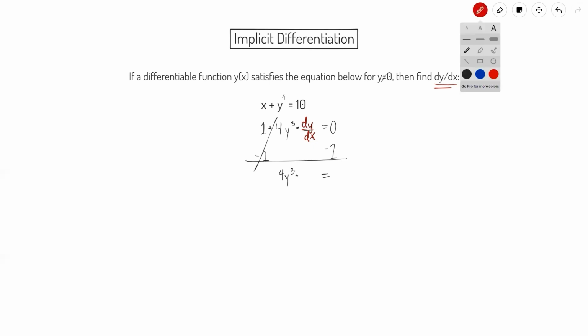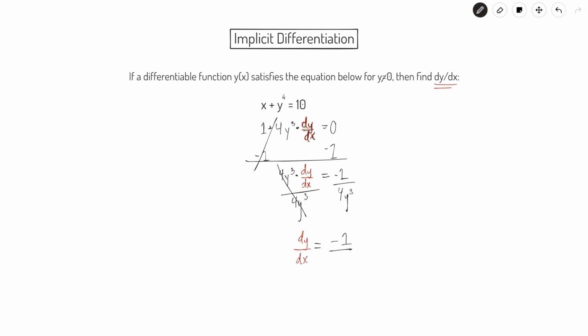Let me color code just so we can keep track of the main character of this problem, our dy/dx. On the right side, I have -1. I almost have dy/dx all by itself. I just need to get rid of this 4y cubed. It's multiplied, and so of course I'm going to divide it out. If I do it to one side, I do it to the other side. And so what do we see? We see that we've isolated dy/dx, which equals -1 over 4y cubed.